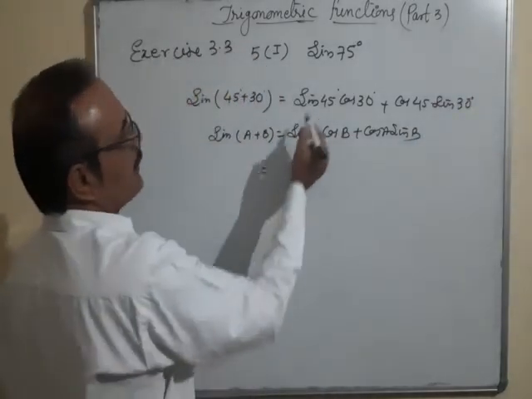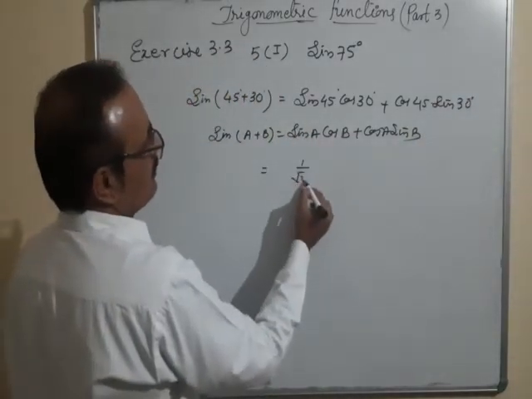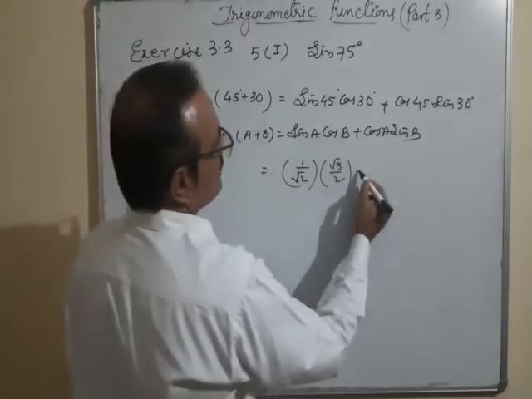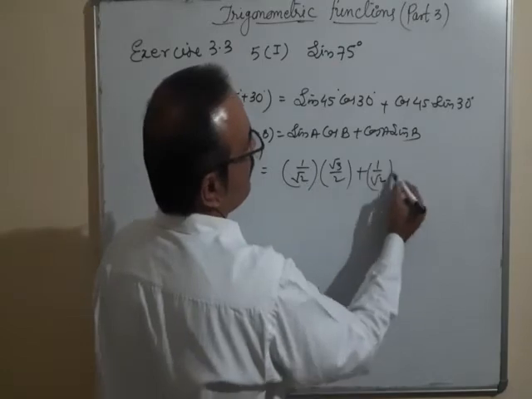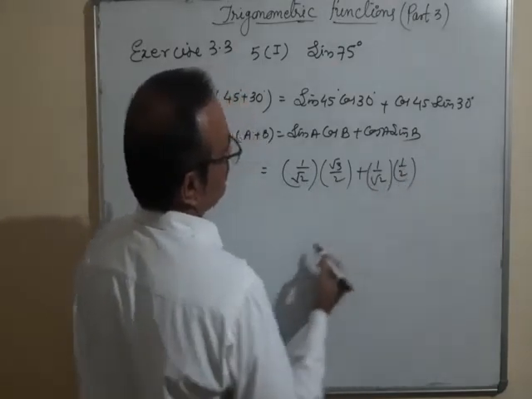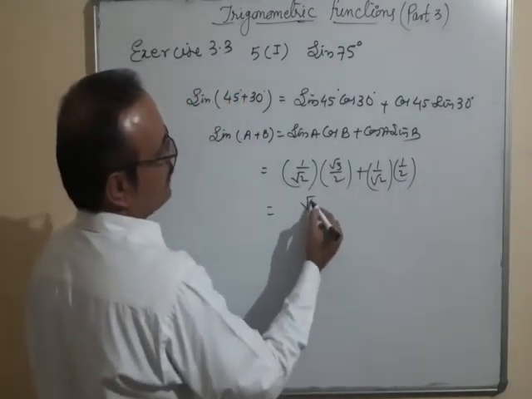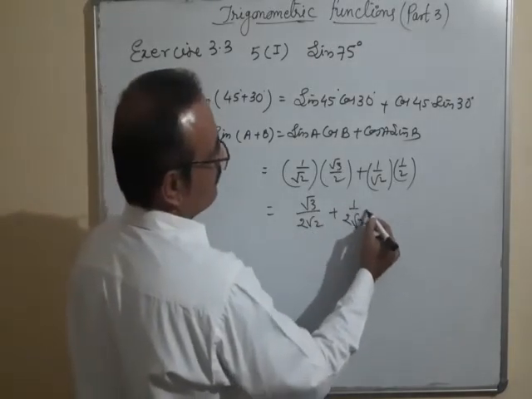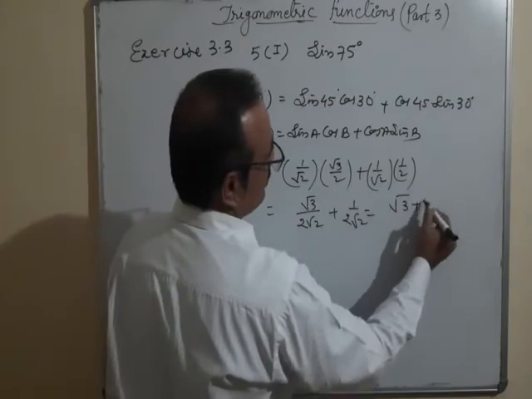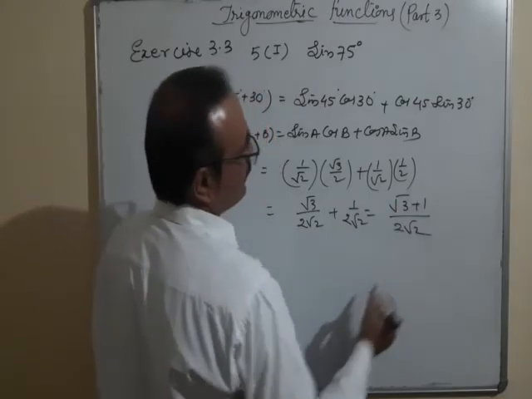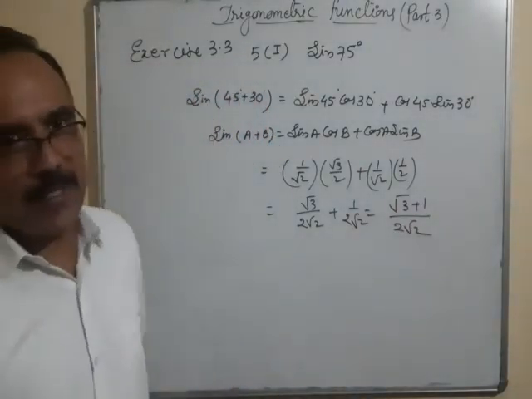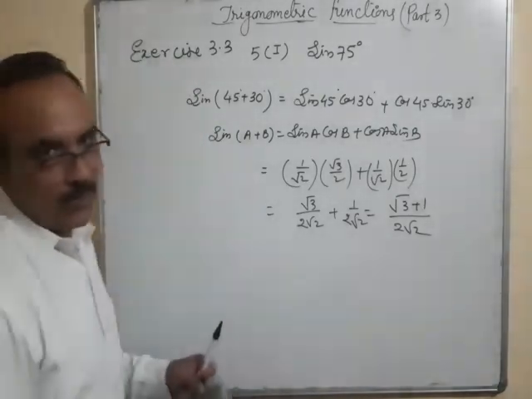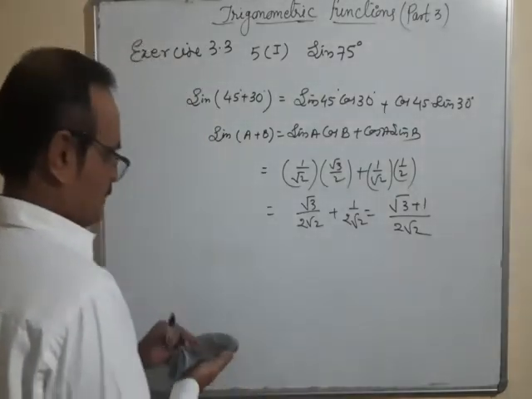What are the values? Sin 45 is 1 by root 2, cos 30 is root 3 by 2, cos 45 is 1 by root 2, and sin 30 is 1 by 2. So it comes to root 3 by 2 root 2 plus 1 upon 2 root 2. The LCM gives root 3 plus 1 upon 2 root 2. This is the value of sin 75. In the same way you can find the value of sin 15, also, as 45 minus 30.